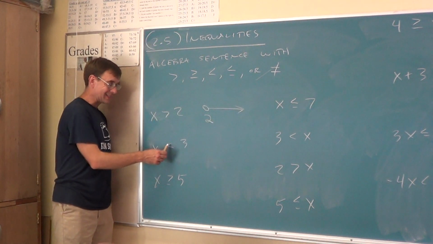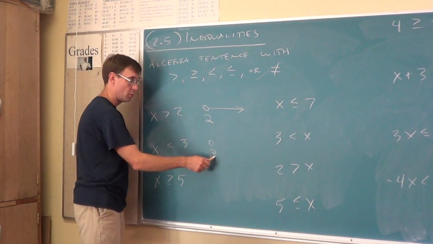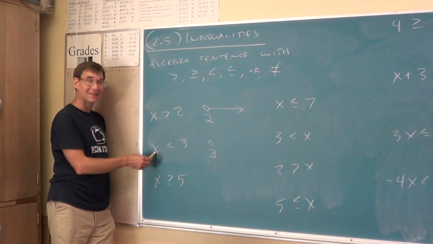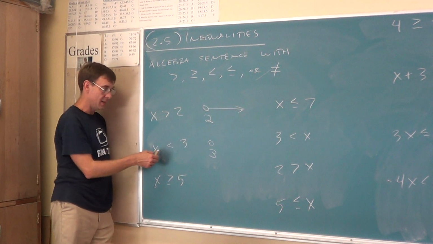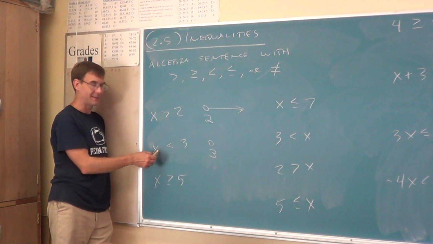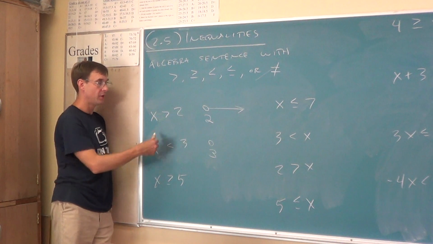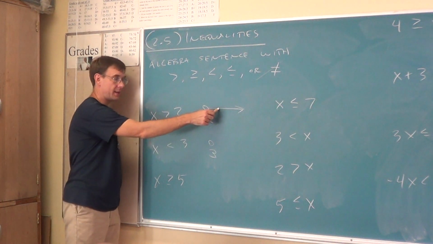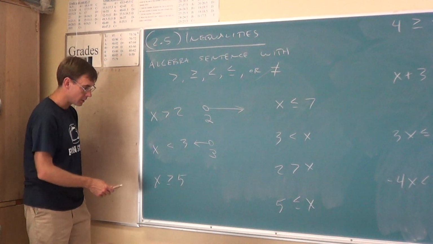If we're going to go x less than 3, we again want to use this symbol with the 3, meaning 3 itself does not make this a true story. 3 itself is not less than 3. The stuff that is less than 3 is like 2.9999999 and on down to the left. So greater thans, we're heading right. Less thans, we're going to head left.